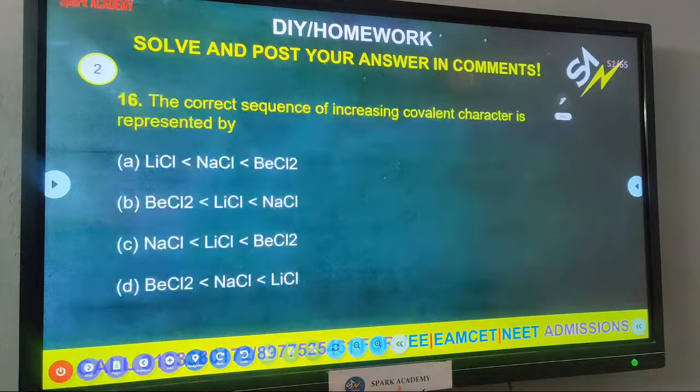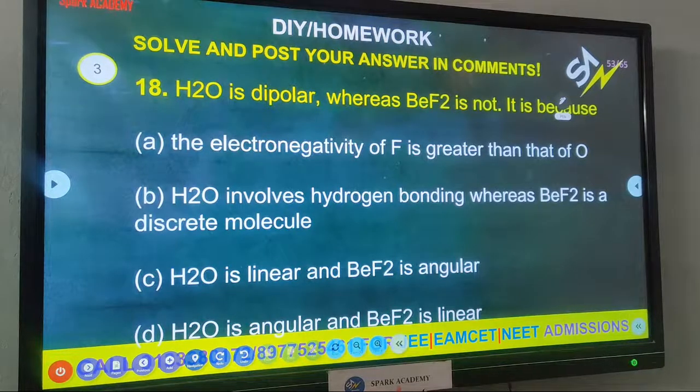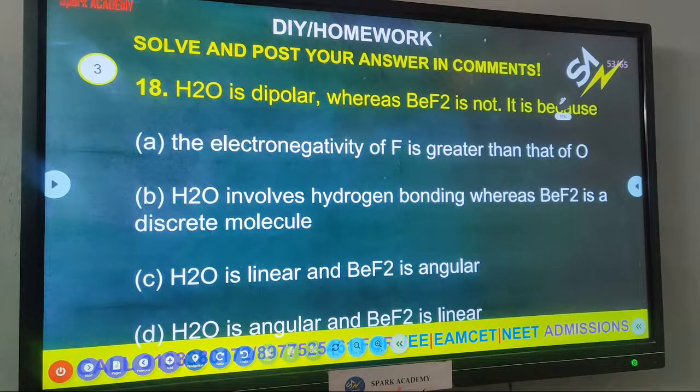Next, some homework questions for you. In that, the correct sequence of increasing covalent character. We are learning bond parameters here, that is in covalent compounds only. So you have to check this and give your answer. The correct sequence of increasing covalent character is represented by. Next question, dipole moment is also one of the bond parameters. H2O is dipolar, whereas BeF2 is not. Why? You have to find out the reason.